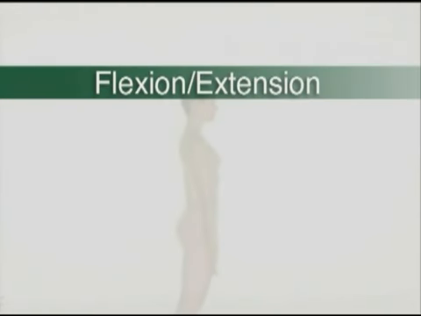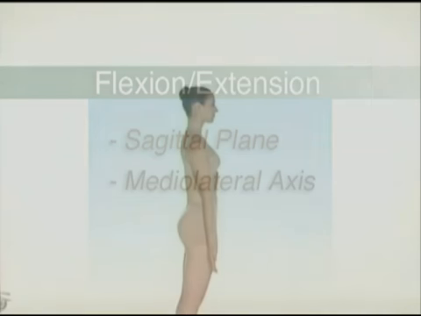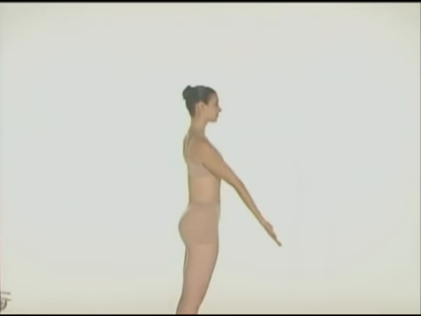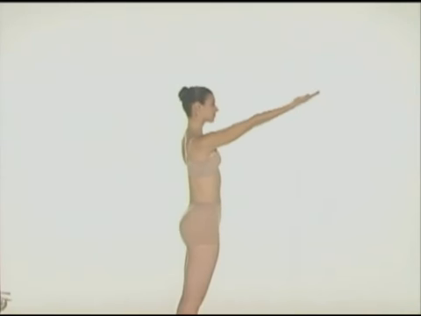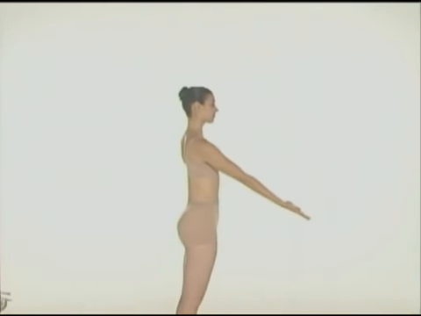Flexion and extension of the arm at the shoulder joint occur within the sagittal plane around a mediolateral axis. Beginning in anatomic position, the client flexes the arm at the shoulder joint. Flexion is an anterior motion of the arm. Now the client extends the arm at the shoulder joint back toward and beyond anatomic position. Extension is a posterior motion of the arm. Now she flexes the arm back to anatomic position.